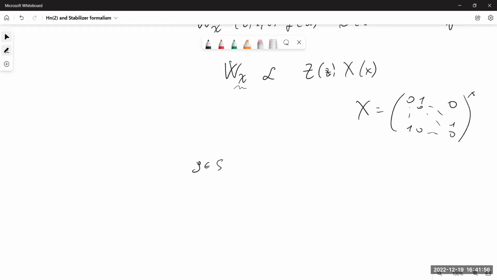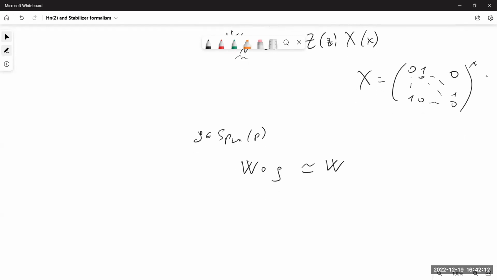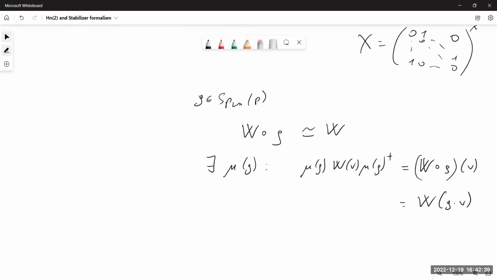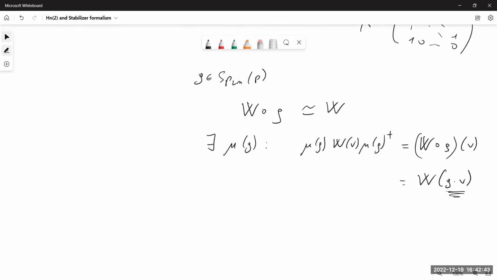So if we have G in the symplectic group, then the map W composed with G is unitarily equivalent to the original W, and then there exists an operator mu such that mu of G, W of v, mu of G dagger is equal to W composed with G of v, and this is also equal to W of G v. So it's like when we act with the symplectic on the discrete phase space and then apply the representation, we get this action at the operator level.